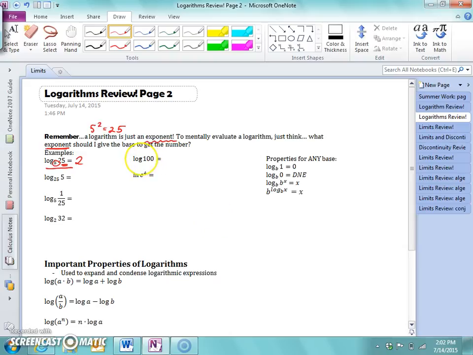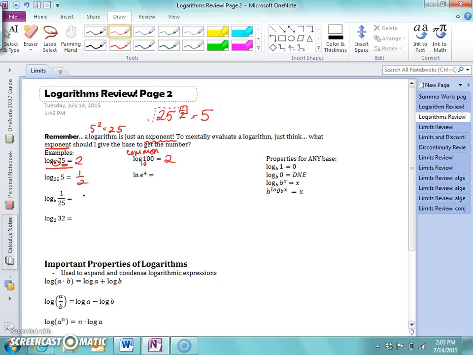How about this one here? Log of 100. You might be thinking, well, there's no base there. But remember, it's understood to be base 10. It's the common log. So what exponent do you give 10 to get 100? 2. How about this one? Log base 25 of 5. So here we reverse the two numbers. What exponent do you give 25 to get 5? This one's a little bit different. To go from 25 to 5, what you really need to do is square root it. And then if you remember, square rooting is the same as raising something to the 1/2 power.